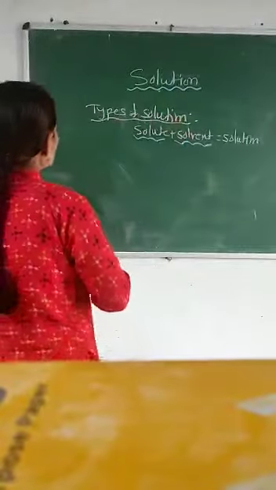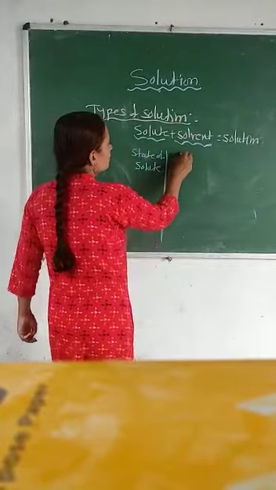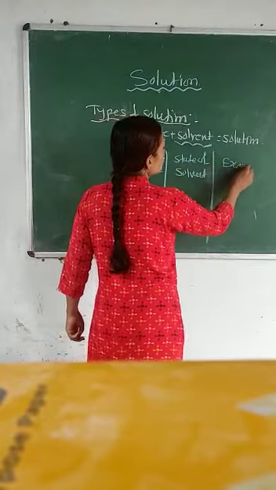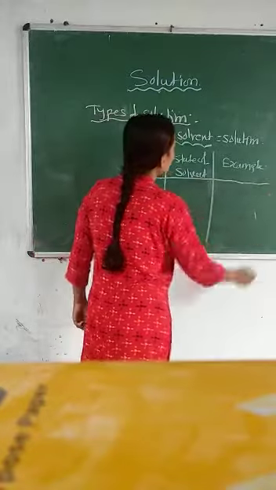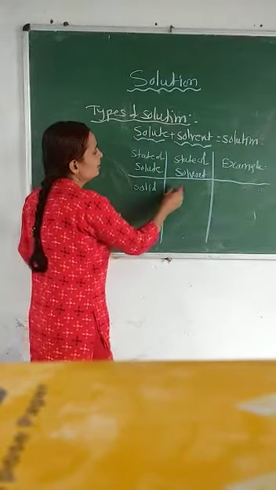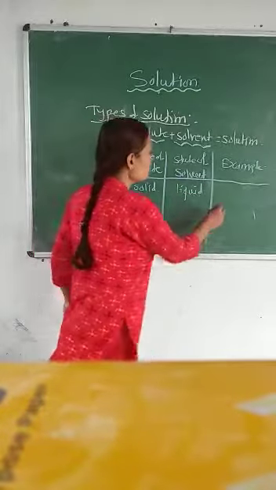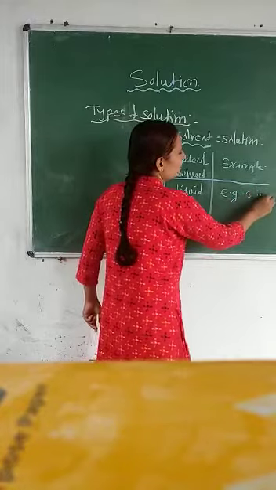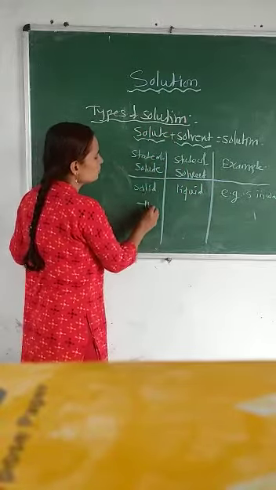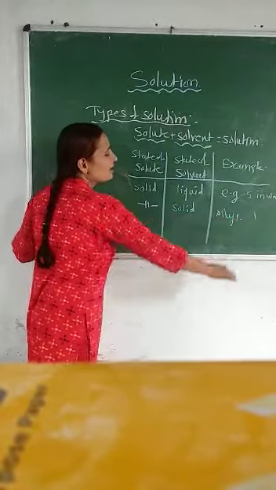Here we have the state of solute and the state of solvent, with examples. First take the solute as solid. The solvent can be liquid, for example sugar in water or salt in water, that is solid in liquid. Again the solute is solid and the solvent is solid, that is solid in solid. All alloys are examples of solid in solid.